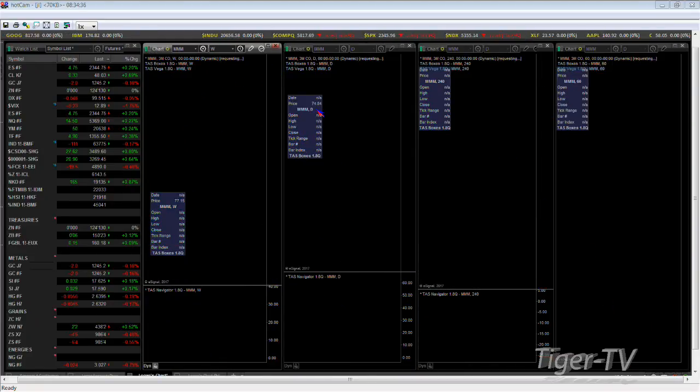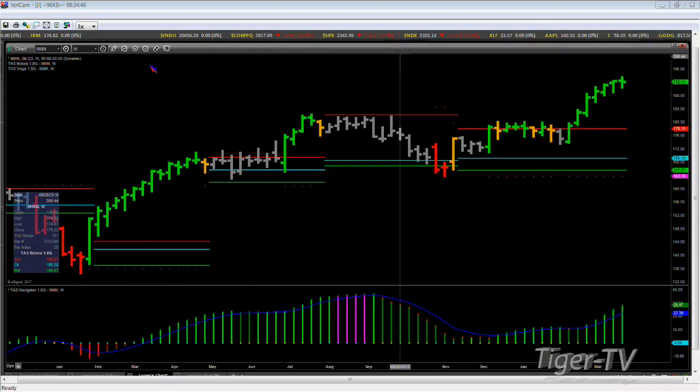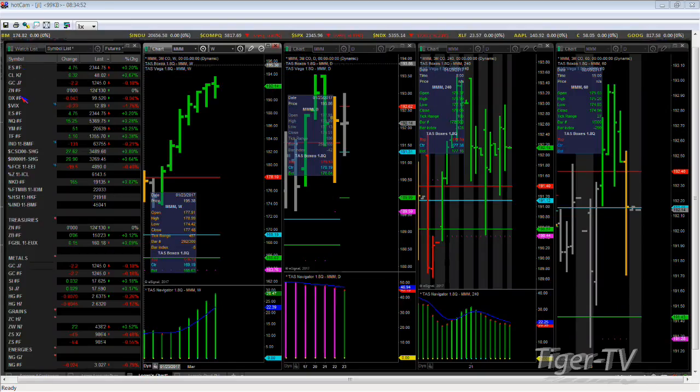3M. Still like this on the long side. I know this train's kind of left, but it might have some more in it, so I don't see any real serious reasons to take anything off on the ultra long-term trade on 3M. These are some stocks I've been watching.